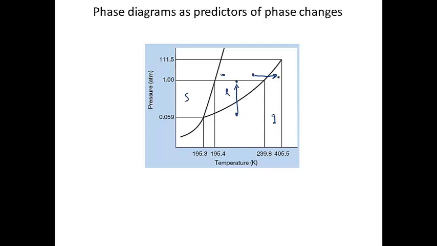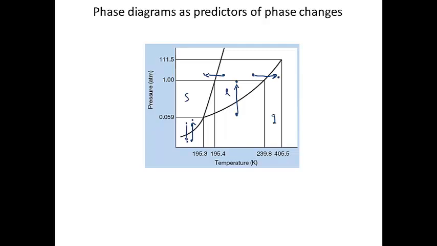If, on the other hand, you're here and you go to there, that will be liquid to solid. That will be freezing. If you're here and you go to there, that will mean you're going from gas to solid, so that would be deposition. And if you were here and you went to there, that is, you lowered the pressure and you went from solid to gas, that would be sublimation. So you can just look on the chart and decide what's going to happen.